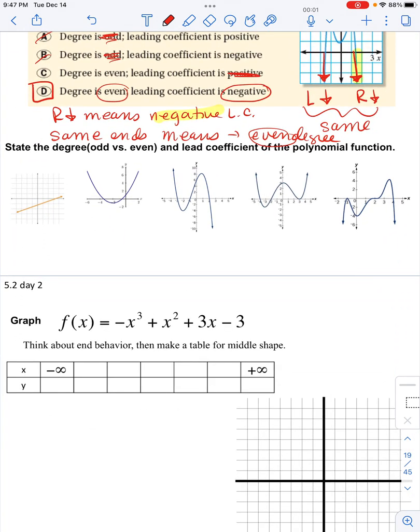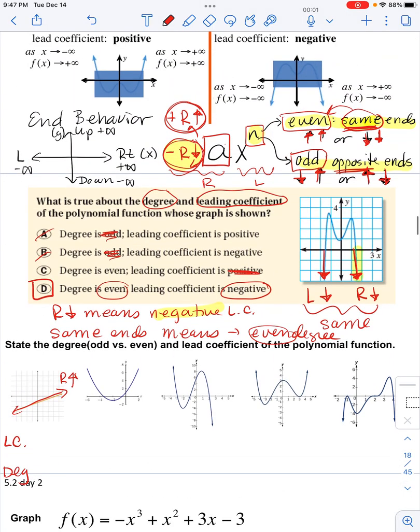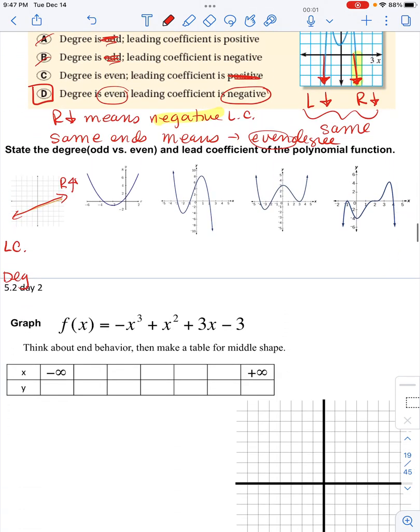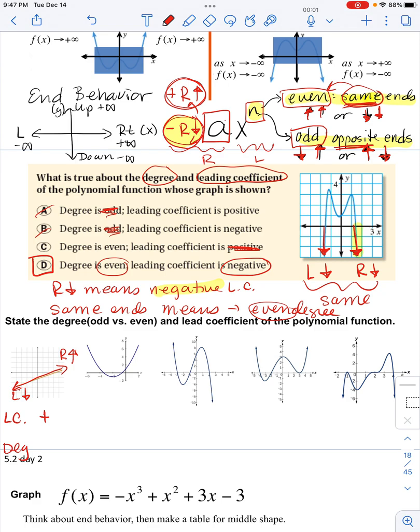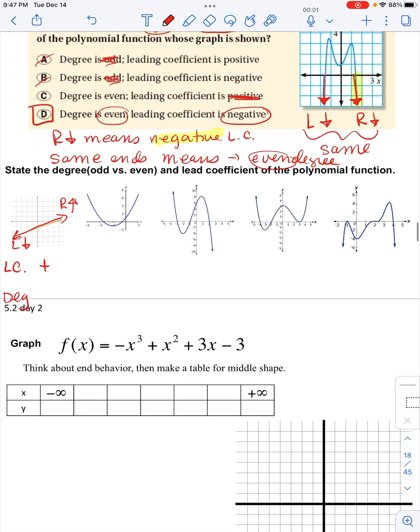So now as you look through these, you want to be able to say, okay, what do I know? What do I know about my leading coefficient? What do I know about my degree? This is linear, but it still has ends. This is the right end and it's going up. So think about that. Right end going up, that's going to tell me that my leading coefficient is positive. The left end is going down, which is opposite. So if I look up here, opposite ends tells me that my degree is odd. I don't have to know what it is yet. I just need to know if it's even or odd.